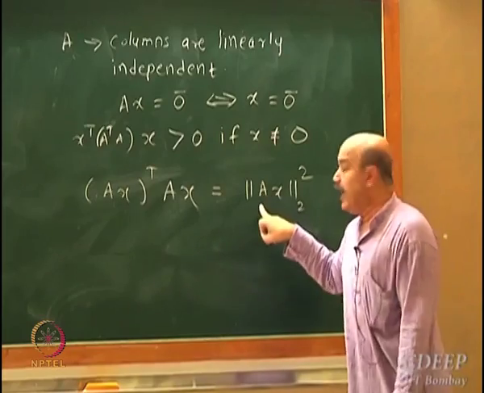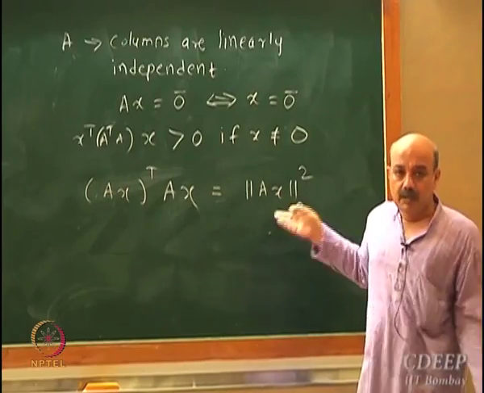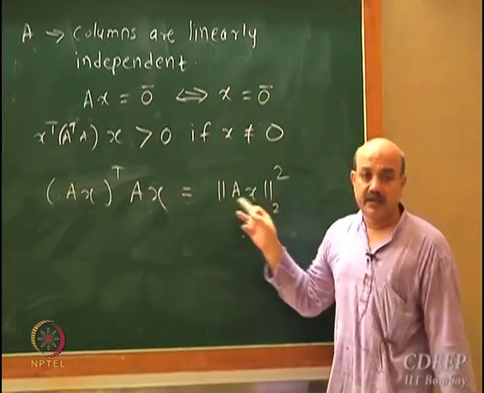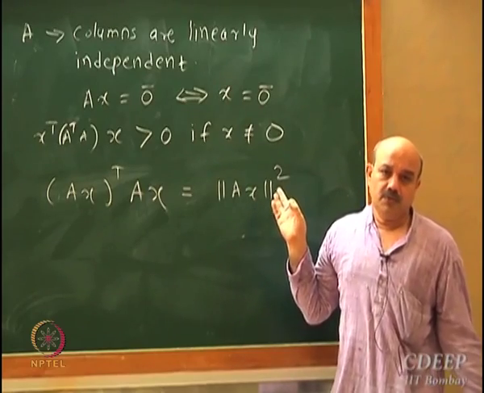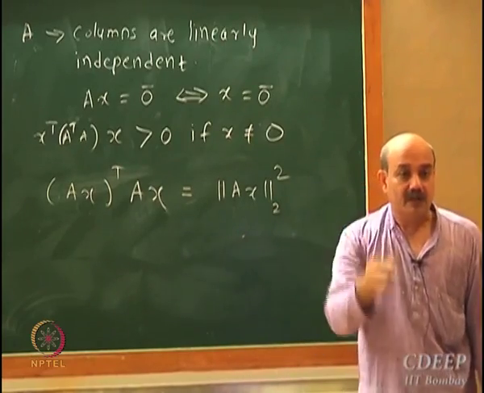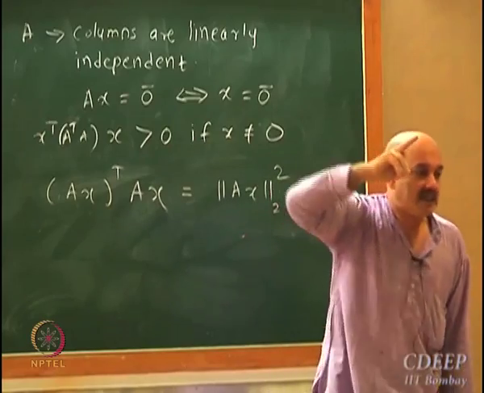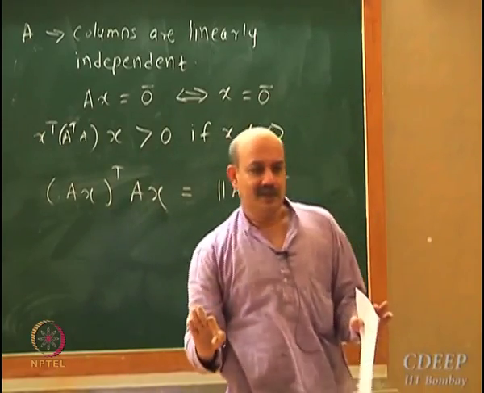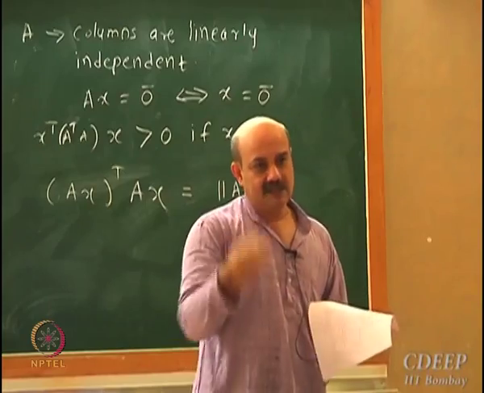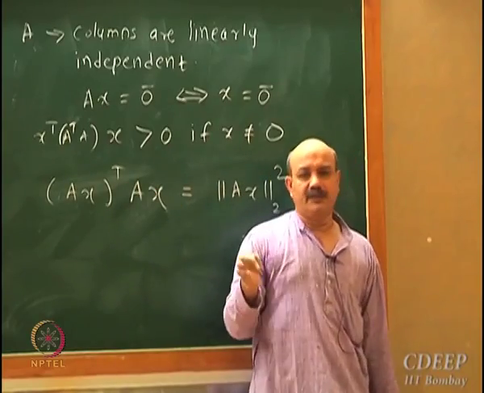When will this be 0? There are two situations. If A is singular, if A has columns which are linearly dependent, there might be an x which will give you 0. But we have said that the columns of A are linearly independent. So if you have an x which is non-zero, this vector is going to be non-zero, and this is the square of the norm. The square of the norm is always a positive number. So whatever x vector you give me, A transpose A is going to be a symmetric positive definite, very nice matrix, the kind of matrix which we keep studying in linear algebra. Here it just pops out naturally as part of the development.